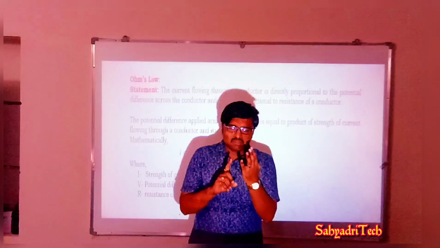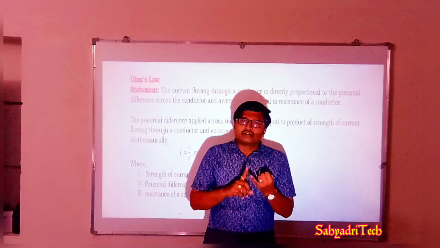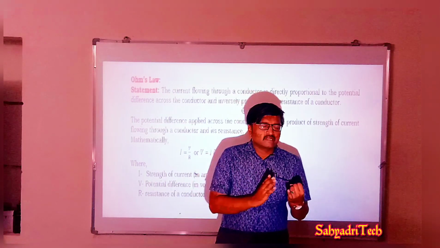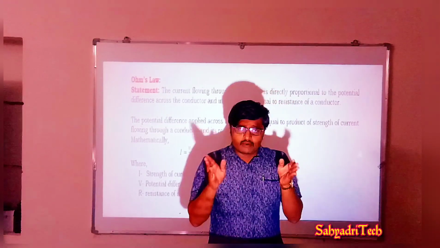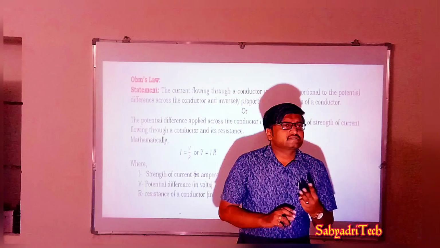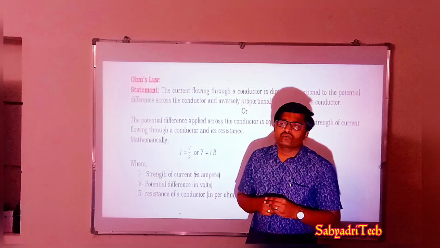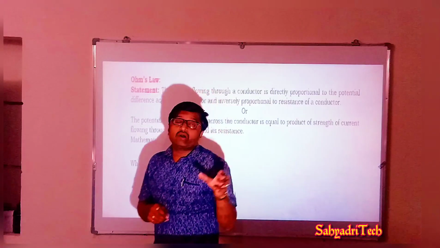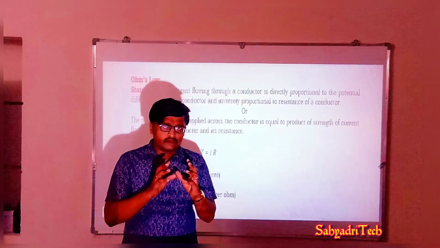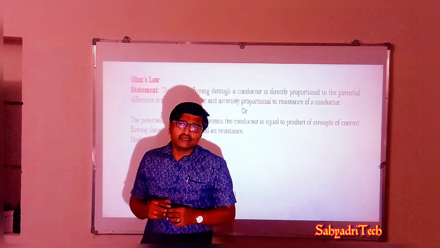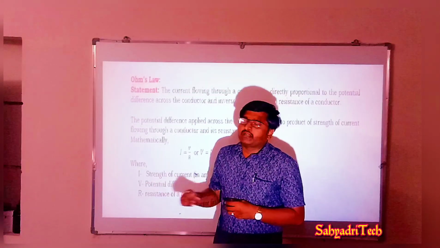What I am talking about: strength of a current flowing through a conductor, potential difference applied across the conductor, and the third one, that is resistance offered by a conductor. So according to Ohm's law, he gave a quantitative relationship between these three parameters of a conductor.